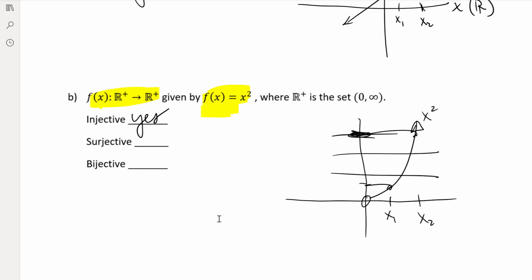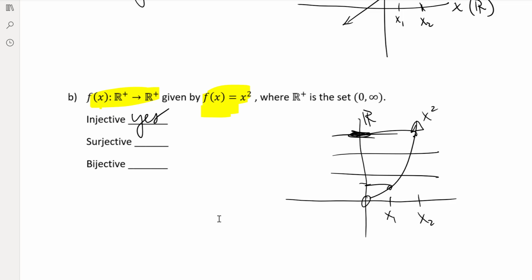Is it surjective? Actually it is, because right now the range is all the real numbers bigger than 0, and we will get every single real number bigger than 0. As long as you get closer and closer to 0, you will get closer and closer to 0 in the output, and the bigger the x, the bigger the result.